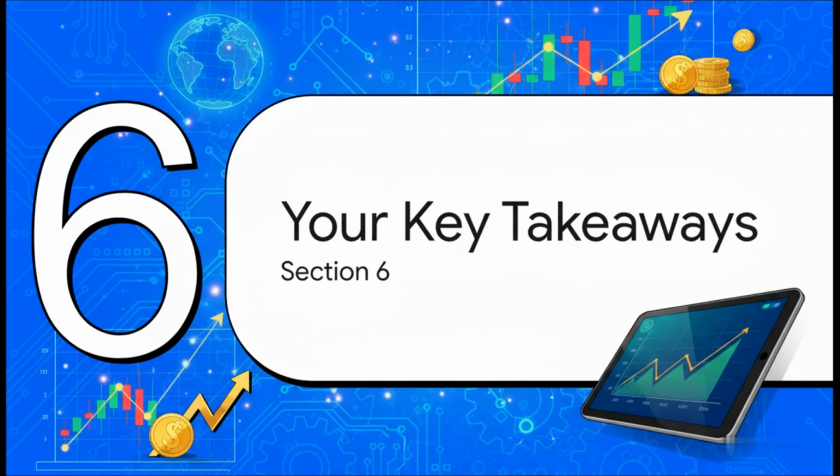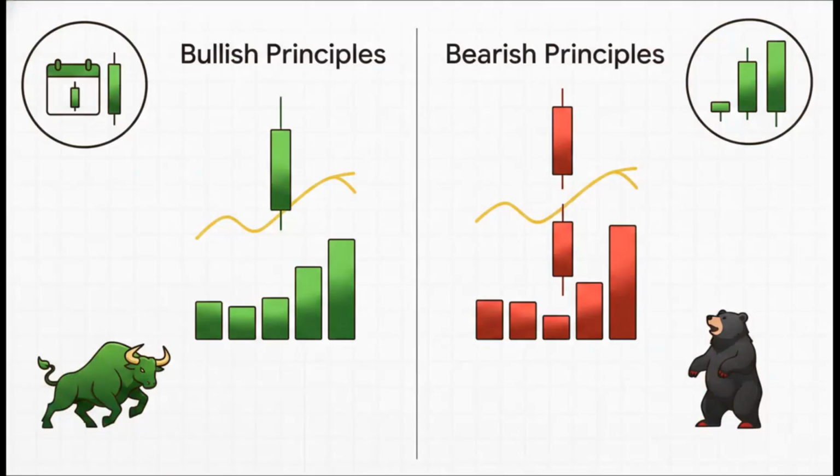So let's lock it in with our final recap in Section 6, your key takeaways. Here's your final cheat sheet, the stuff you really need to remember. One candle is one day. Green is good, red is bad. Taller candles mean stronger momentum. High volume is your confirmation. And the big one, above the 50-day line is bullish territory. Below it is bearish territory. That's the whole game right there.